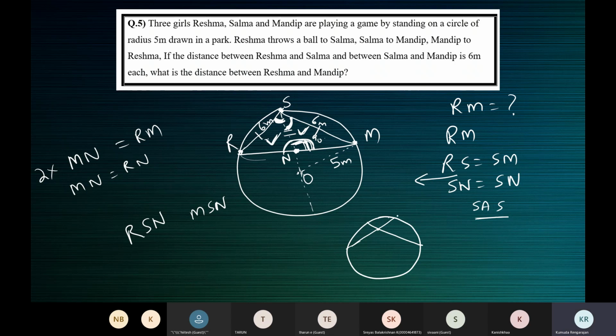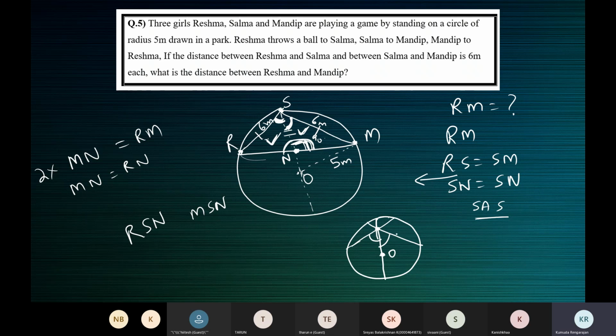The result is, when two equal chords intersect within the circle, they make equal angles with the diameter passing through their point of intersection. Let's say this is the diameter, so the center O lies on it. When two equal chords intersect within the circle, they make equal angles with the diameter passing through their point of intersection, which means this angle is equal to this angle.